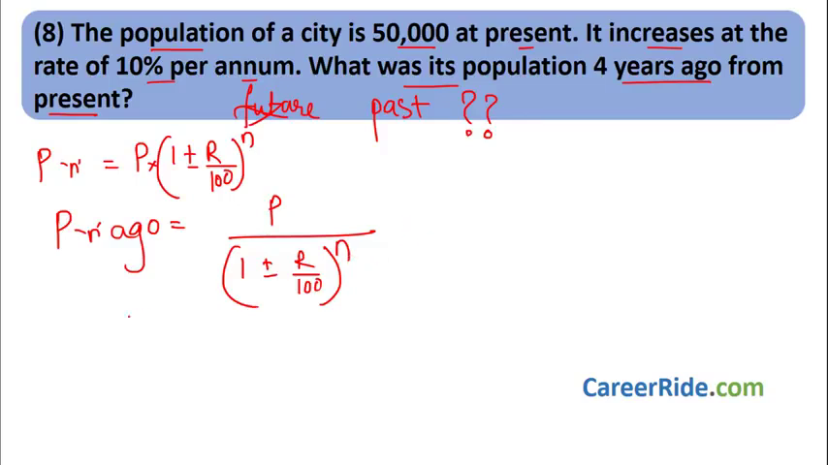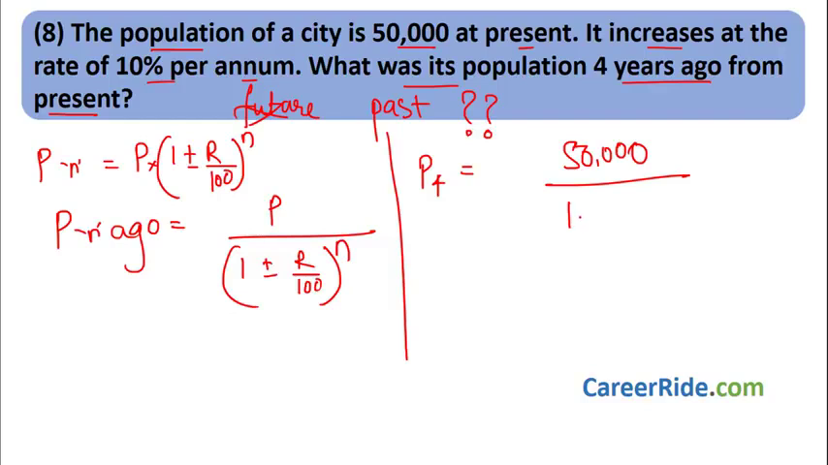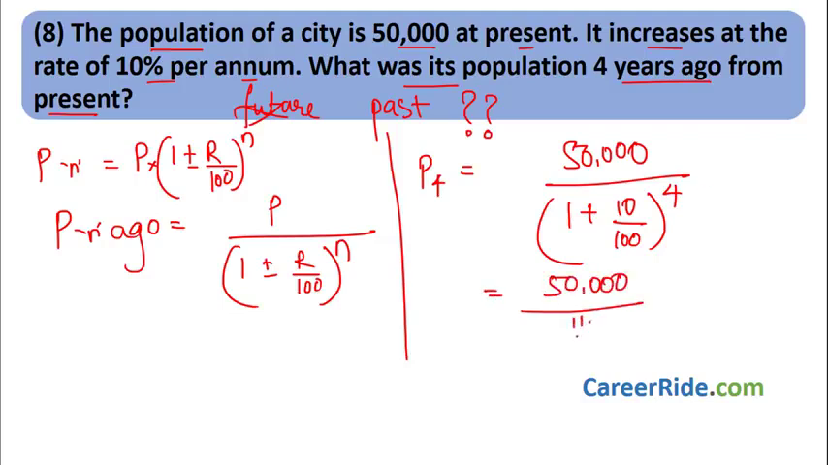Let us see, for 4 years ago what will we have? We have P of 4. Present population is 50,000 divided by 1 plus. Since the population was increasing every year, from 4 years ago to 3 years to 2 years to present, at the rate of 10% per annum, we'll have 1 plus 10 upon 100, raised to 4. That would give us 50,000 upon 11 upon 10, the whole raised to 4.